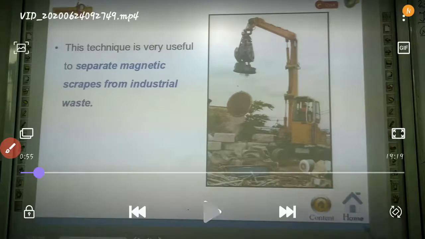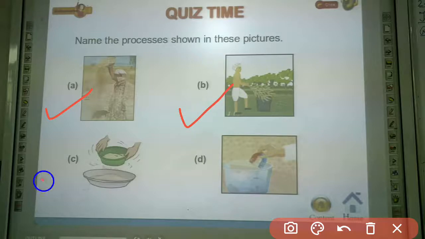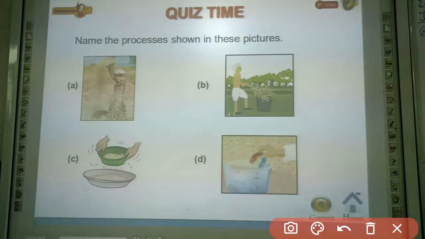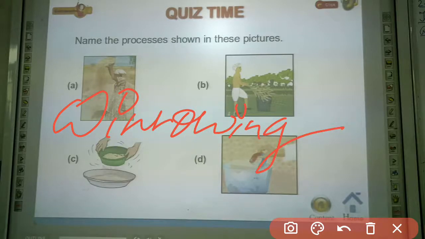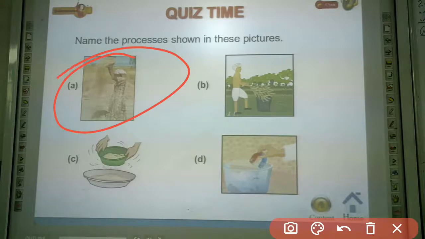So now let us do a type of quiz here. You have been given a quiz, so you have to tell which method of separation is being used in these pictures. In the first picture you can see the fan shaped basket. The fan shaped basket is used in which type of separation? This is winnowing, in which the chaff is removed from the grains with the help of wind, and if wind is not there we can use a fan also. So this one is winnowing.